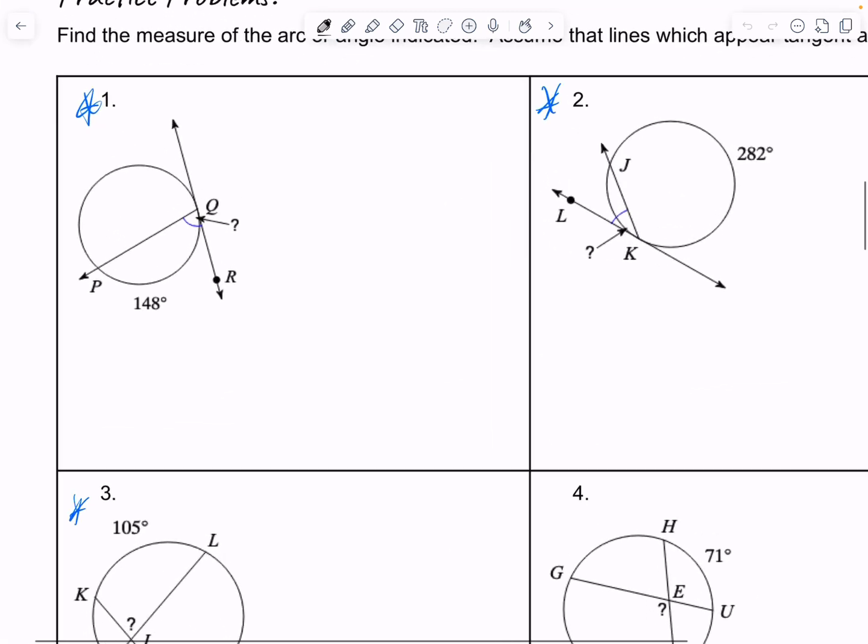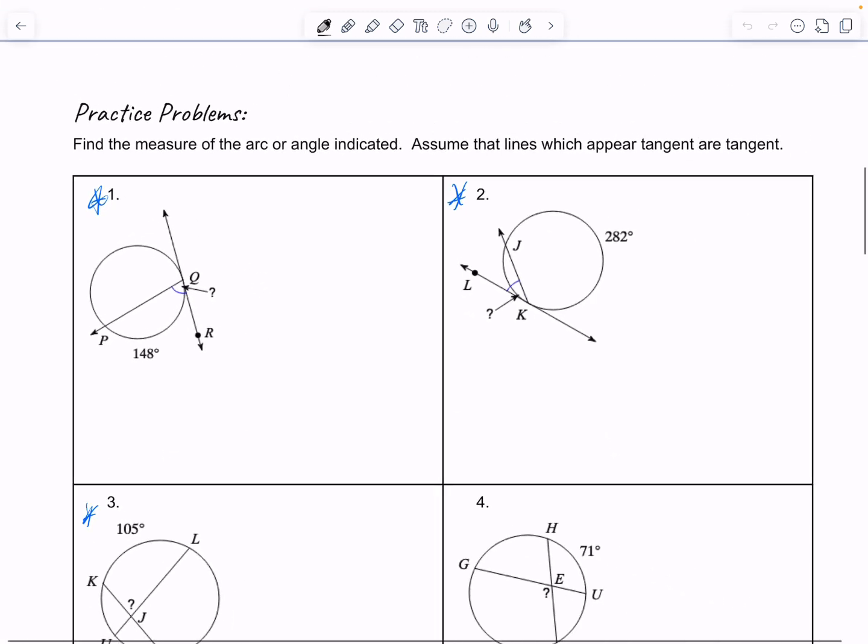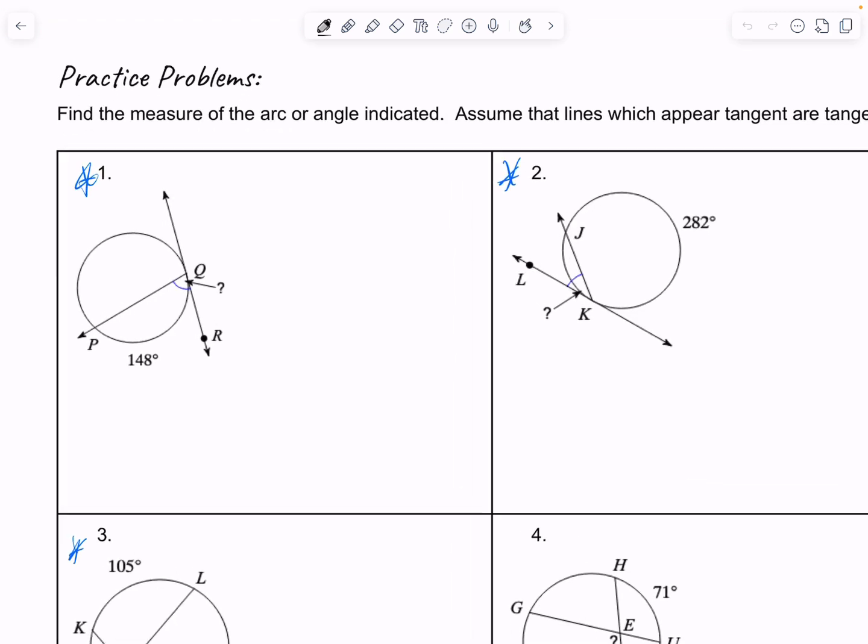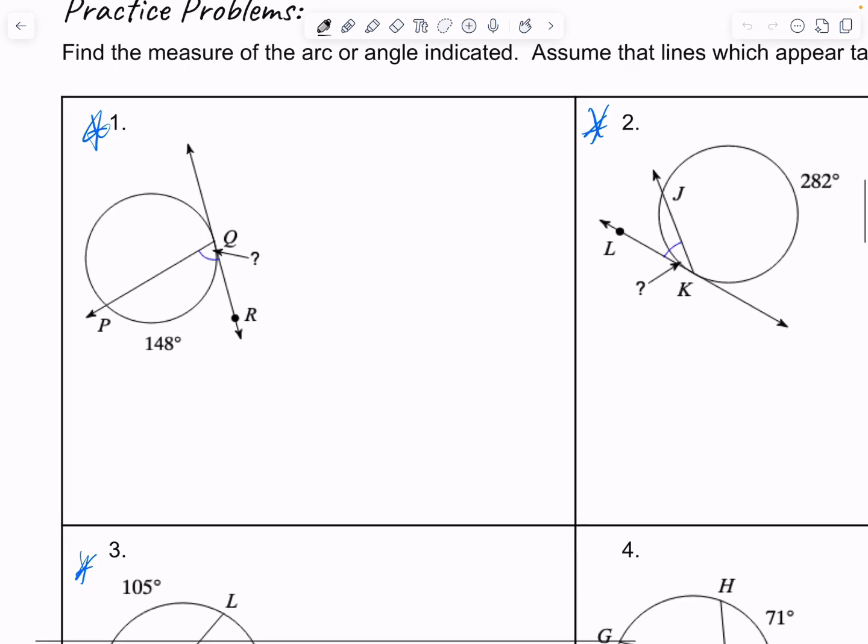Okay, let's start with number one. The instructions here are find the measure of the arc or angle indicated. Assume that lines which appear to be tangent are tangent. So this first one I'm going to do, we see the tangent RQ, that line that appears to be tangent, it is, and it's asking us to find this angle PQR.